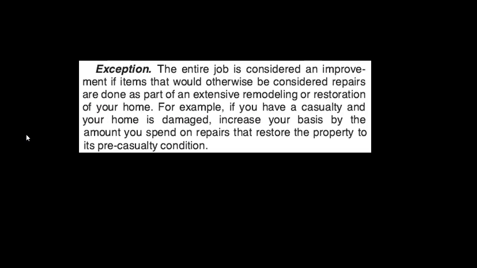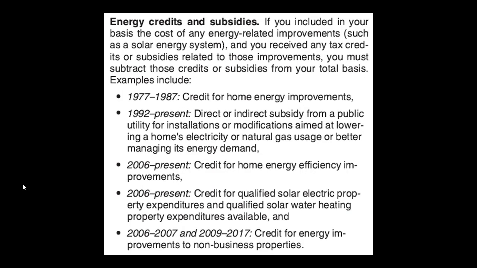Back to the text. Exception. The entire job is considered an improvement if items that would otherwise be considered repairs are done as part of an extensive remodeling or restoration of your home. For example, if you have a casualty and your home is damaged, increase your basis by the amount you spent on repairs that restore the property to its pre-casualty condition.